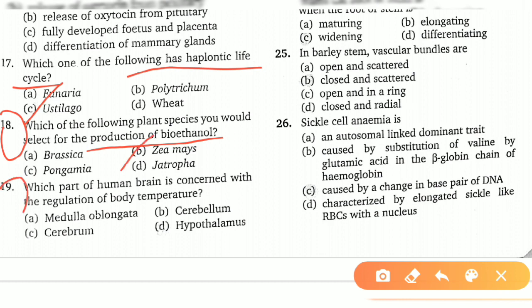Now 19th question. Which part of the human brain is concerned with the regulation of body temperature? Options are medulla oblongata, cerebellum, cerebrum, hypothalamus. So the answer is the hypothalamus.